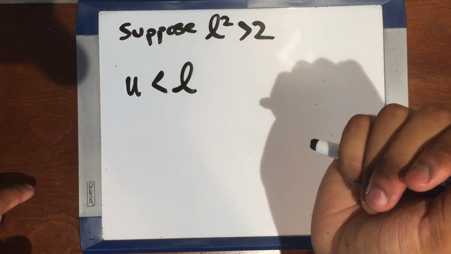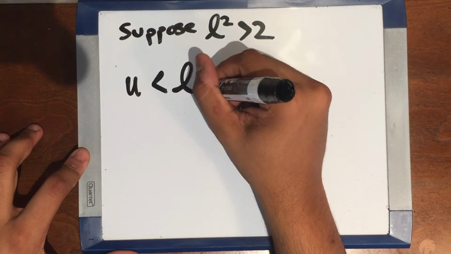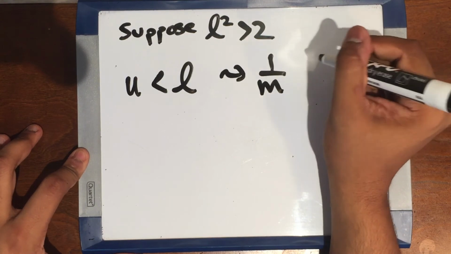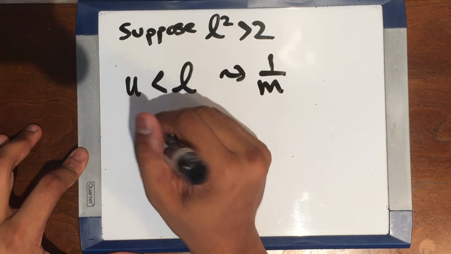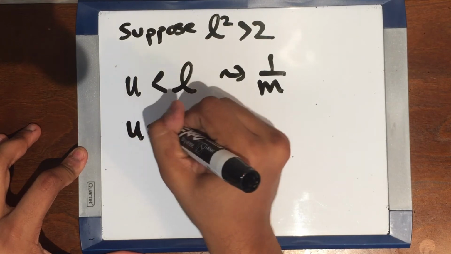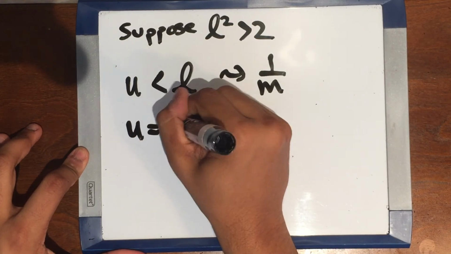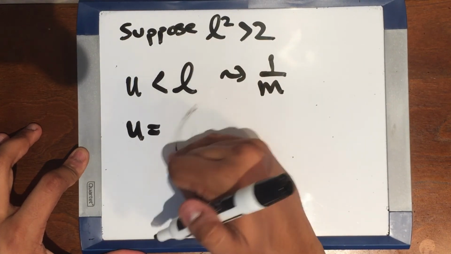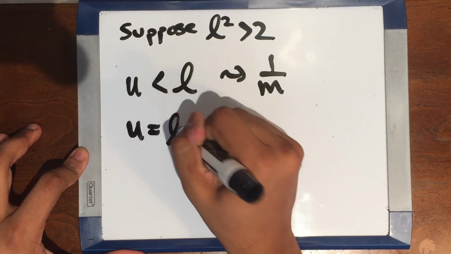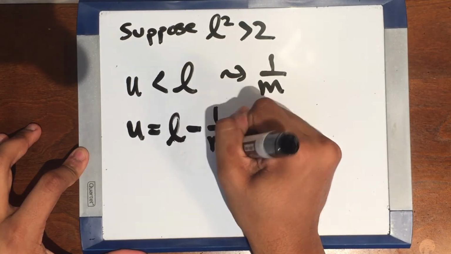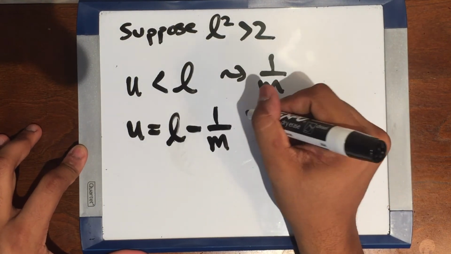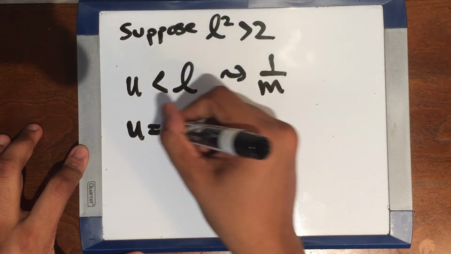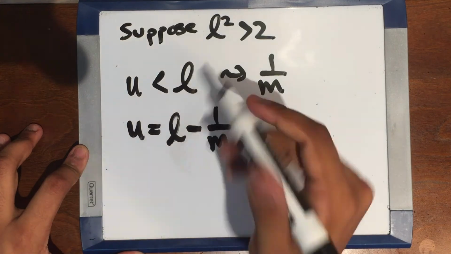This time we will find a small rational number, 1 over m, for some integer m, such that u is the equivalent of L minus 1 over m, such that u is still an upper bound for S.